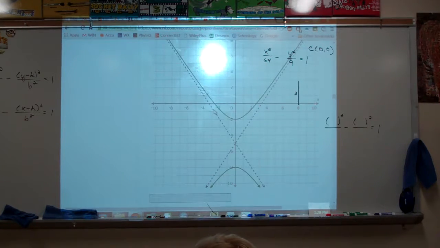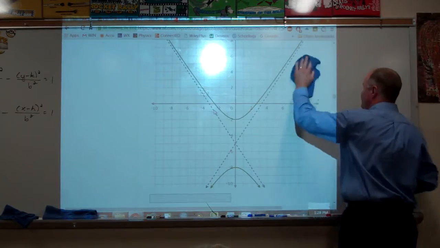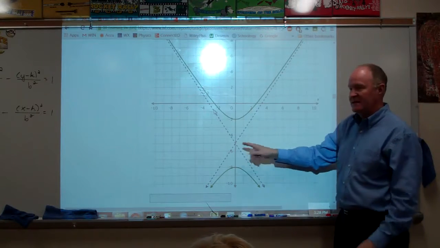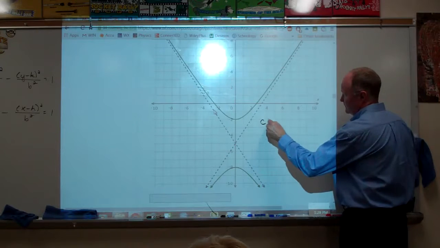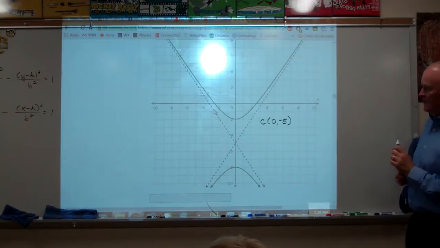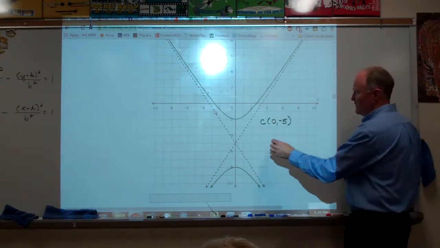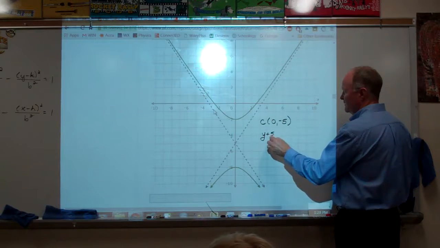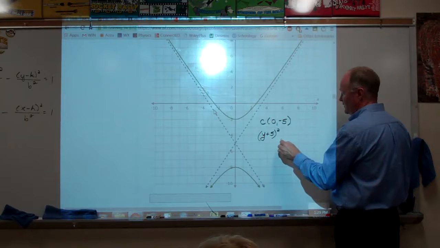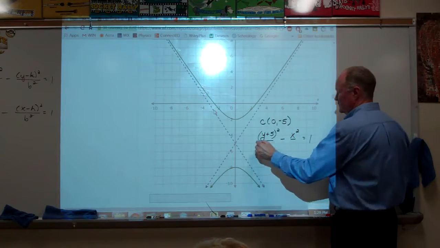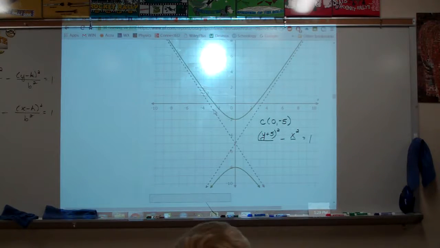Okay, here's one that goes up and down. So let's take a look at this one, and you can see the difference. And the center is not 0, 0 either. If I look at this guy, my center is 0, -5. It goes up and down, so that means the y values are going to be first. So that's going to be y plus 5 squared and x squared equals 1. Make sense?